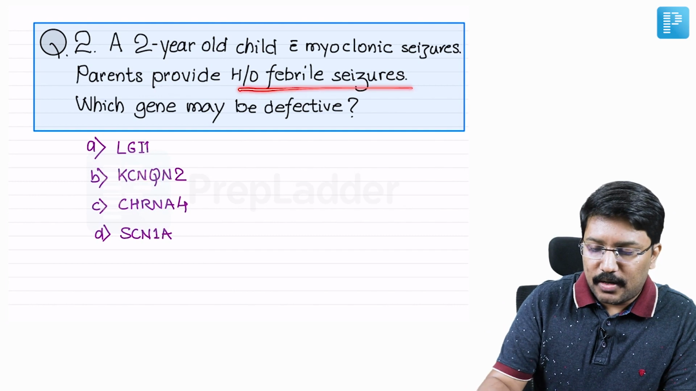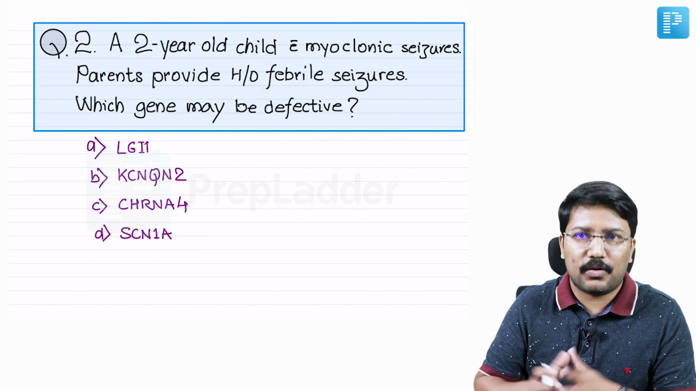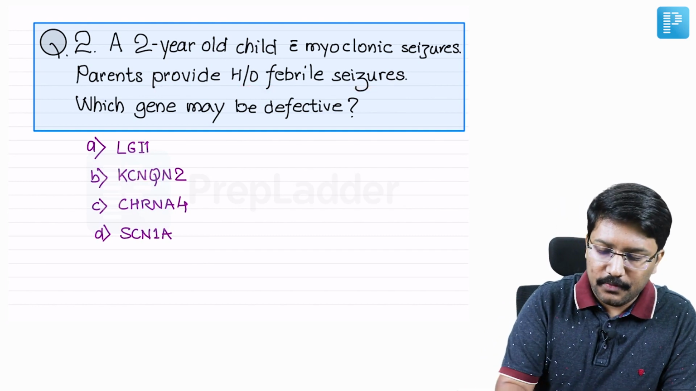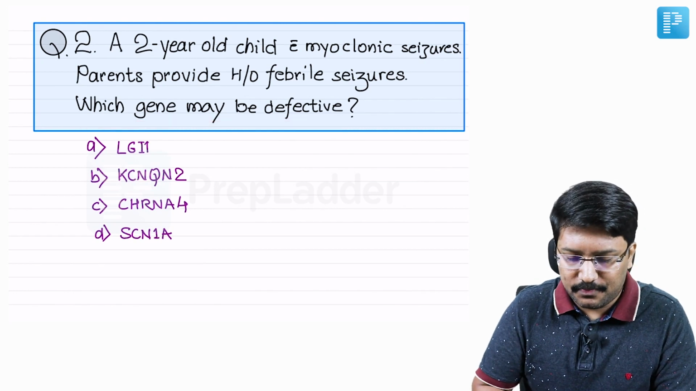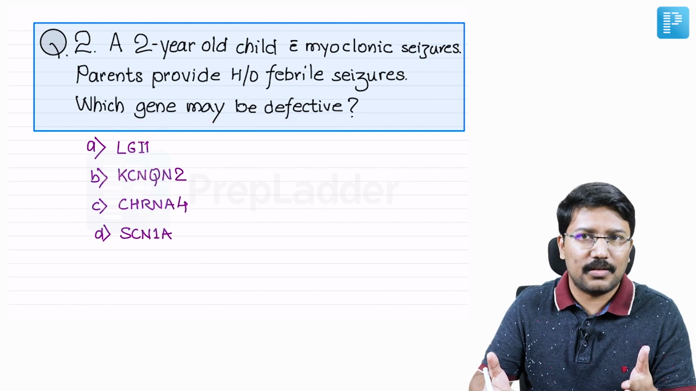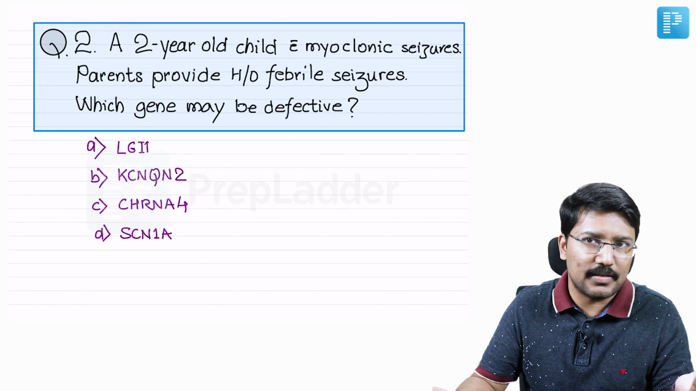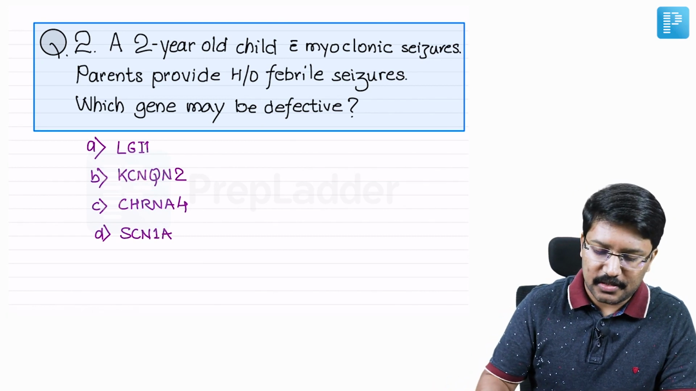Parents provide history of febrile seizures. Good. So now we know what we are talking about, right? Which gene may be defective? So this is a straightforward question now. If we knew Dravet syndrome, we could have answered this. So this is nothing but Dravet syndrome.